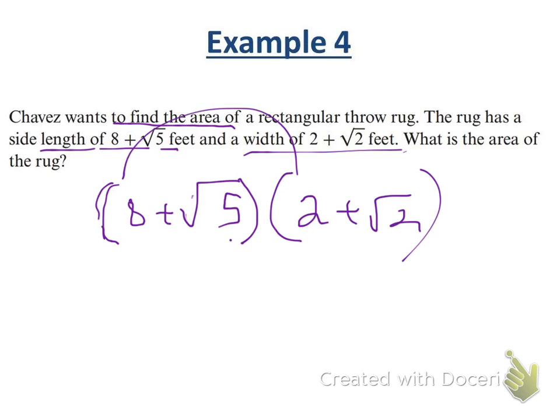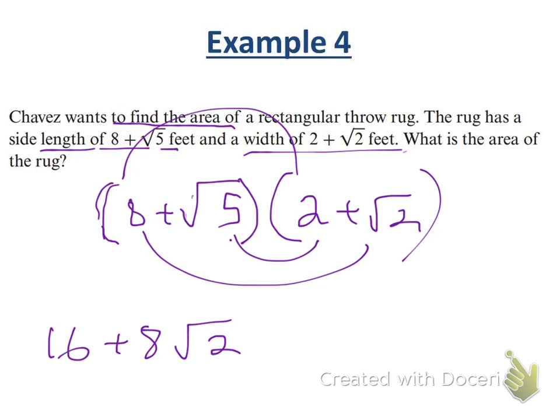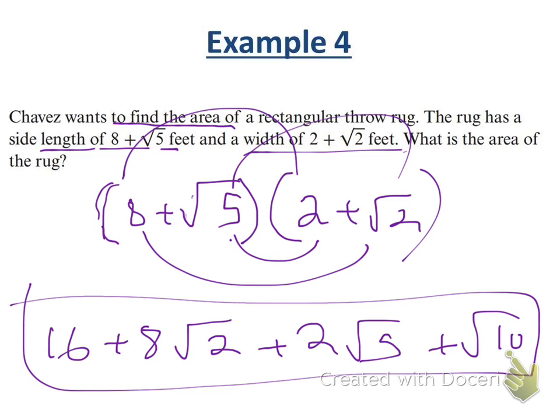2 plus the square root of 2, times 8 plus the square root of 5. And then we're going to do what we just did a moment ago. 8 times 2 is 16, plus 8 square roots of 2, plus 2 square roots of 5, plus the square root of 10. Can we combine any of these? No, sir. We cannot. That's all we can do.